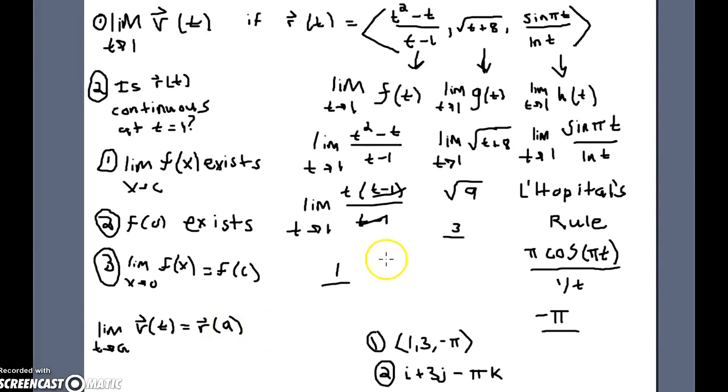But if you remember, when we were finding the limits of each component, r of 1 did not exist for the x component or the z component. It existed for the y component because that became 3, but as you can see right here, we had t squared minus t over t minus 1, and when we plugged in 1, it did not work out. And the same thing with the z function here, where it was sine pi t over ln of t.